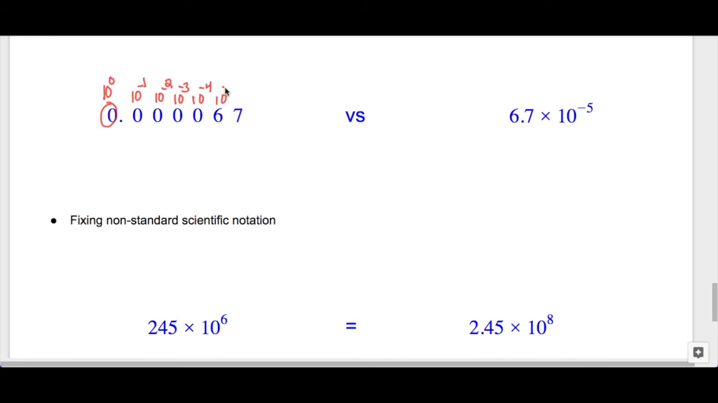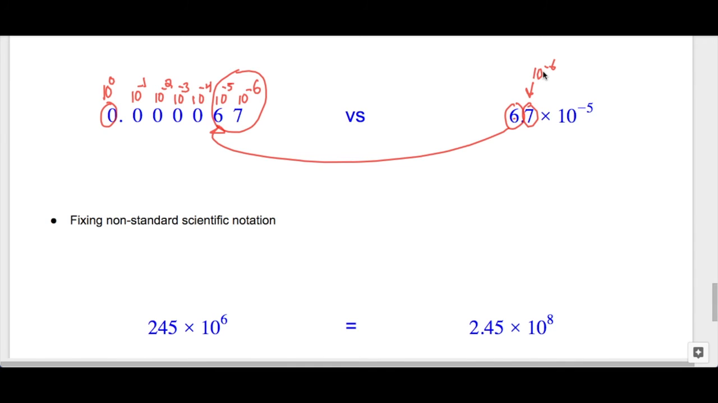100,000ths, 10 to the negative 5. And millionths, 10 to the negative 6. All right? Well, we are interested in these two right here. So when we move it into scientific notation mode, that 6 there is the same as this 6 over here. So since this is 6 in the 10 to the negative 5 column, this is 6 in the 10 to the negative 5 column. That means this 7 here is the 10 to the negative 6 column.